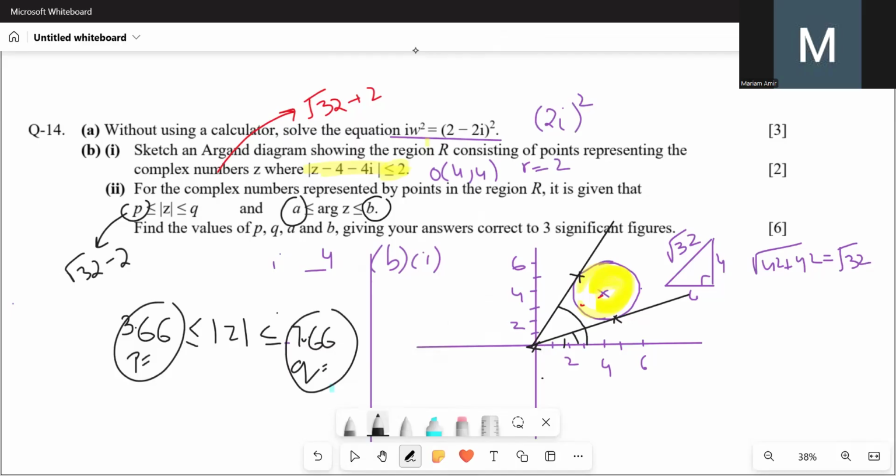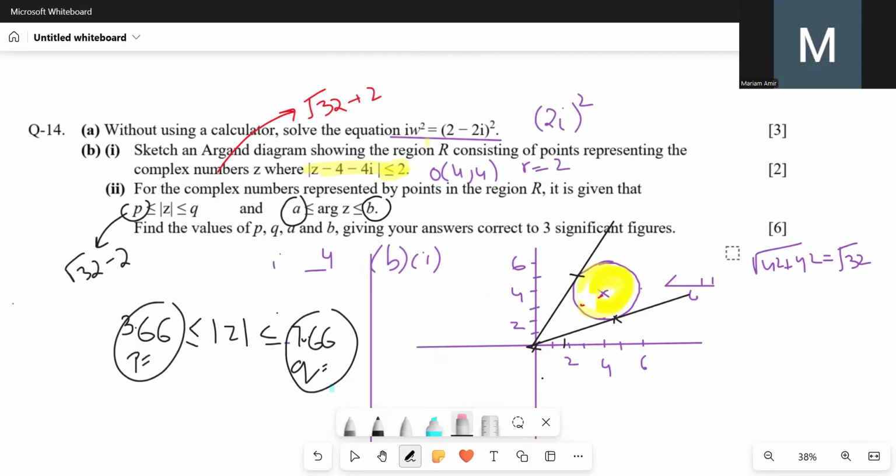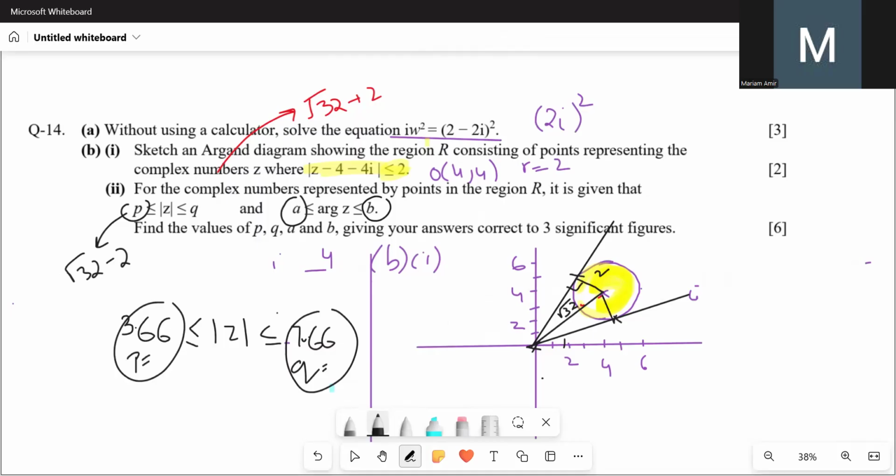Okay, so for that, we will need to apply a lot of trigonometry. Let's see what we need. We already know that the distance from the origin to the center is under root 32. That was already found. So this is under root 32. Then this is the radius, which was 2. And this is going to be a right angle because tangent and radius are perpendicular. Similarly here, this would be 2, and that's a right angle.